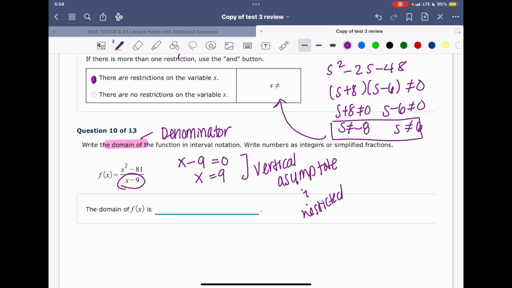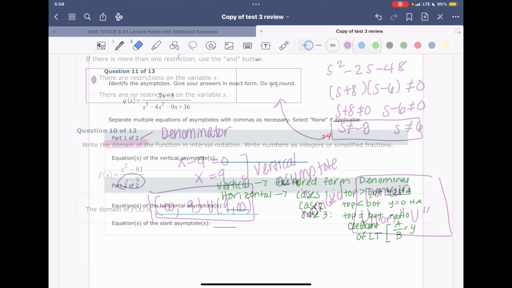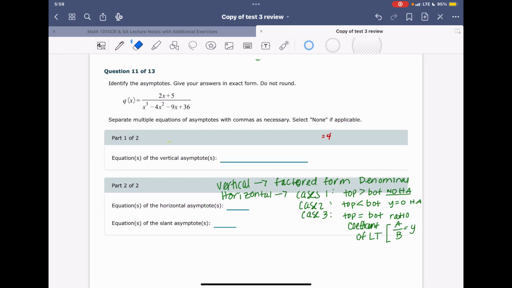So then we have to use union in the domain. So the domain will have a union. So we're going to have negative infinity, comma, 9, union 9, infinity. This is our solution. It says, identify the asymptotes. That means x and y. And then give your answers in exact form, do not round.